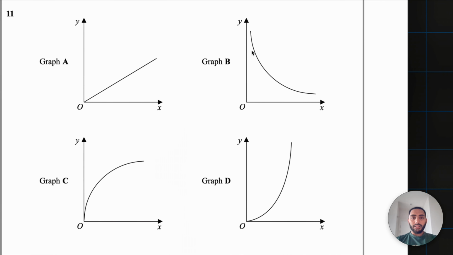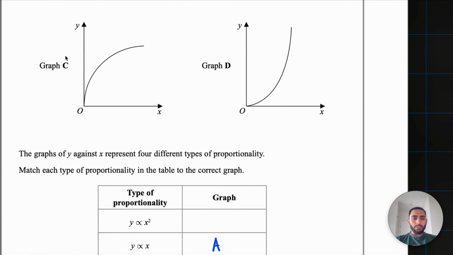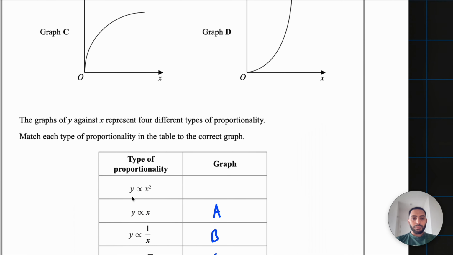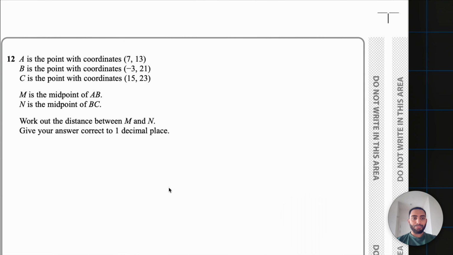Then for graph B, I can see as x is increasing, y is decreasing. So this is going to be an inverse proportionality. So I'm looking for something like y equals 1 over x. That would be that one. For graph C, I can see as x is increasing, the y is decreasing at a slower rate. So that would be a square root one. So C would be that one. That leaves me with this one, D. For graph D, you can see that as x is increasing, y is growing quicker and quicker. So that would be y is equal to x squared.